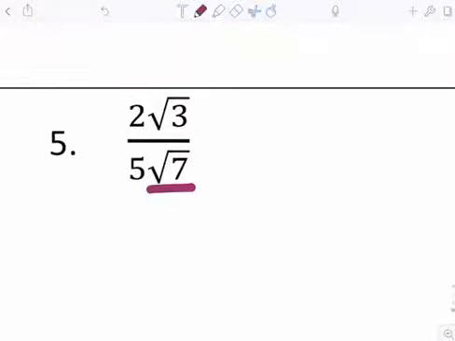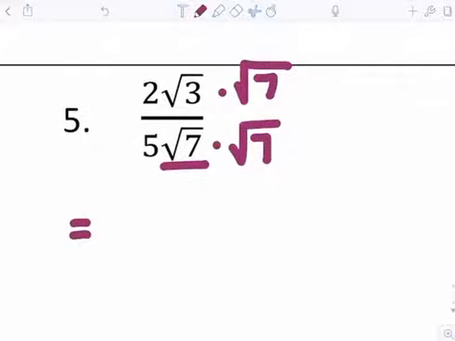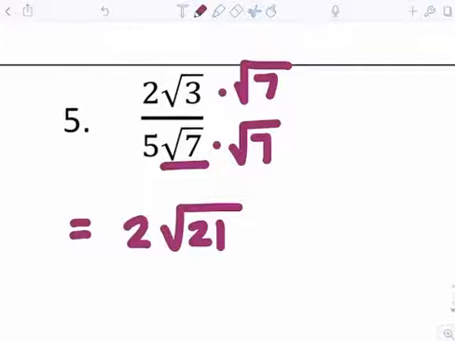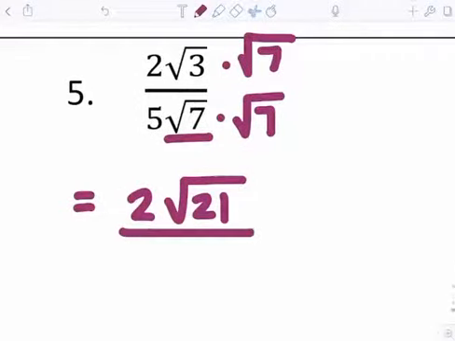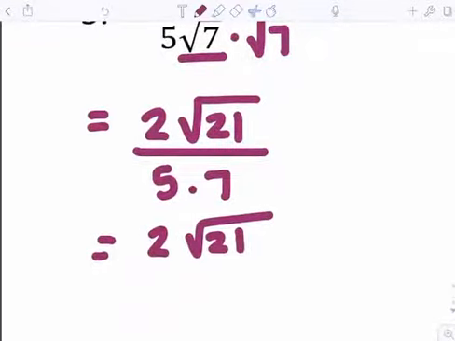What I care about is that square root 7. So what I'm going to do is just multiply by just the radical and what's inside it. So I just need to multiply by the square root of 7. I'm going to do that by the numerator and the denominator. So this becomes 2 square root 21, right? 3 times 7, those are both in the radical, and over 5 times 7. That 7 is going to come outside of the radical, so we have to multiply by that 5. So this becomes 2 square root 21 over 35.